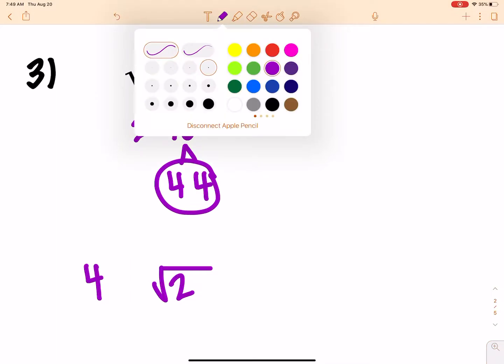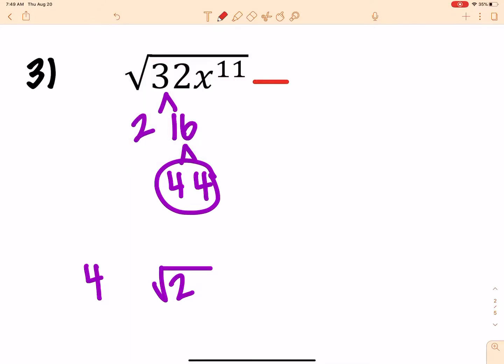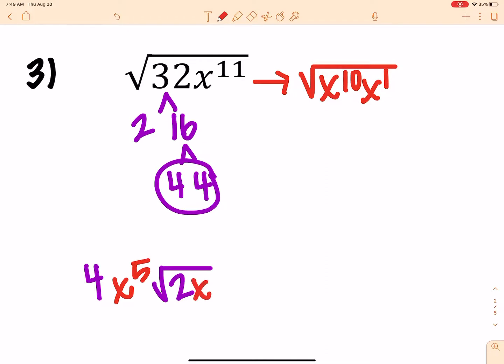For the x to the 11th part, again, we need to split up 11 using our exponent rules. So x to the 10th times x to the 1st is still the value of 11, so we haven't changed it. I can take the 10 out by dividing by 2, so x to the 5th on the outside, and then the lonely x stays on the inside. So that is your final answer.